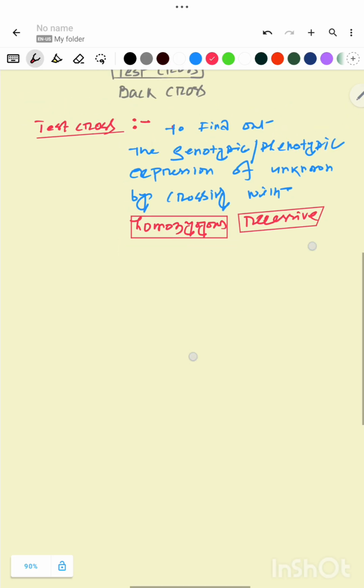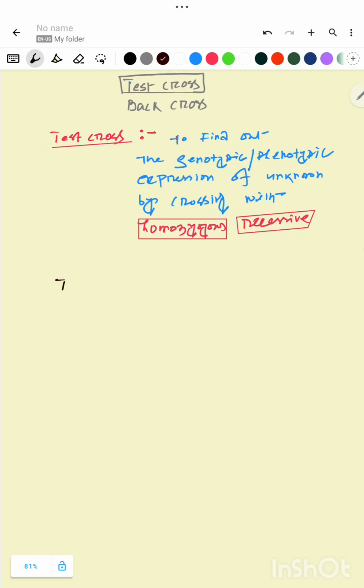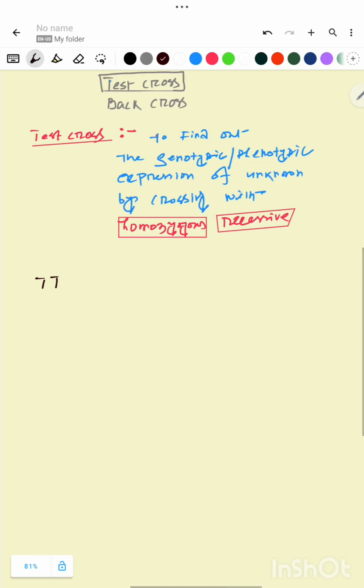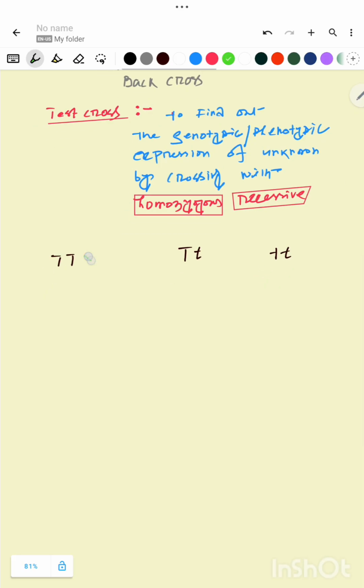Now, suppose we start from the monohybrid cross. Suppose the unknown may be capital T capital T, or capital T small t, or small t small t. In all cases, you cross with a homozygous recessive. Suppose the homozygous recessive you have taken is small t small t.